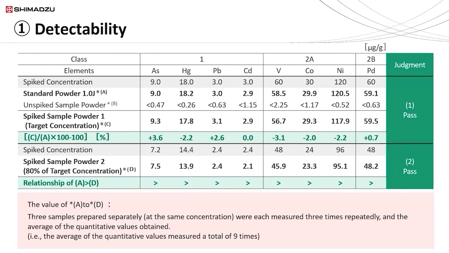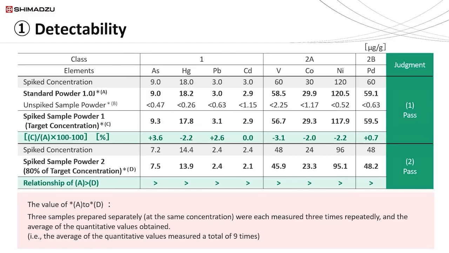Detectability criteria 1 and 2. So you have the standard powder 1.0J. The top row is the quantified values using the 3-point curve, so 9 ppm for arsenic, 18.2. Then you have the spiked sample powder. The standard powder was made using cellulose, and the spiked sample powder is a tablet that has excipients, fillers, APIs in it, etc.